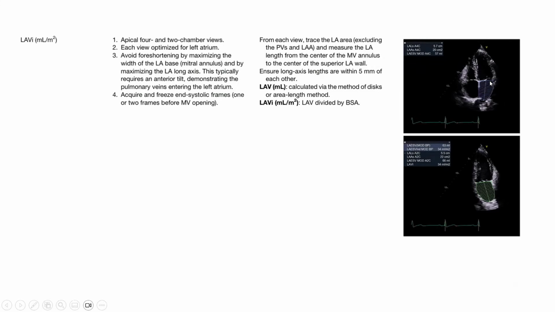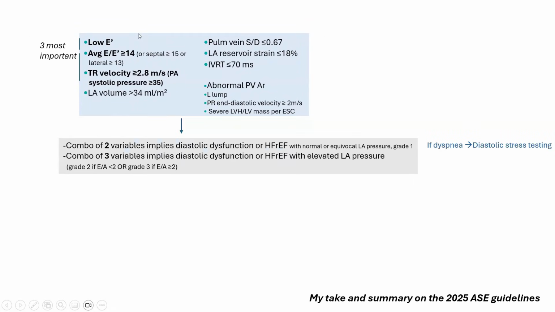However, since it's not truly a disc, we have to measure that volume in the 4-chamber and in another view nearly orthogonal to it, the 2-chamber, and we average those measurements. And on any basic echocardiography, you should measure at least those 4 parameters routinely: E prime, E to E prime ratio, TR velocity, and LA volume index.